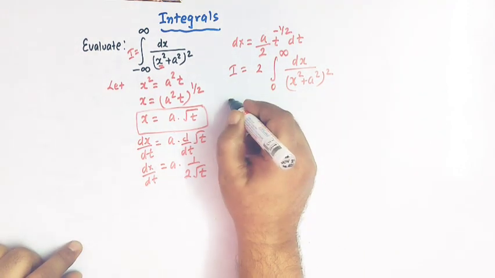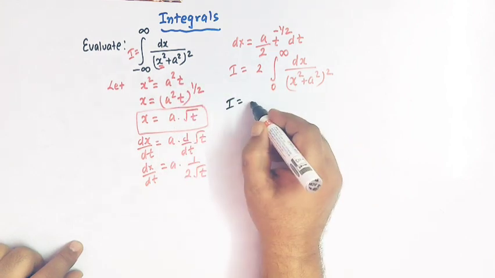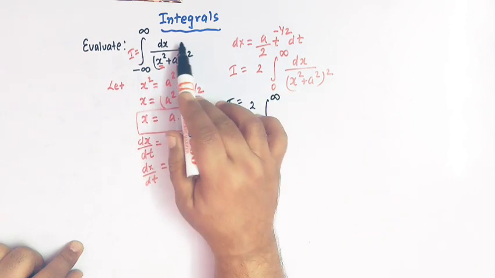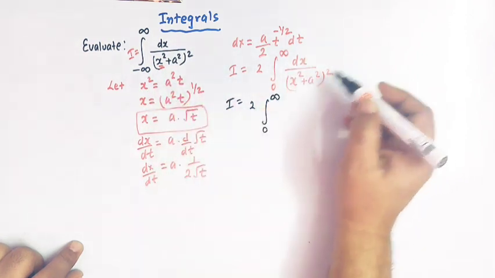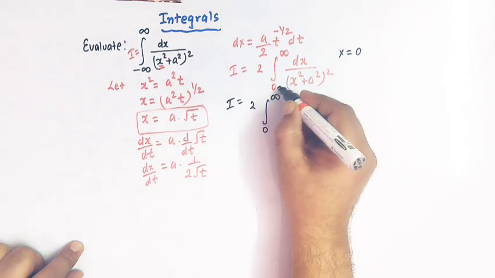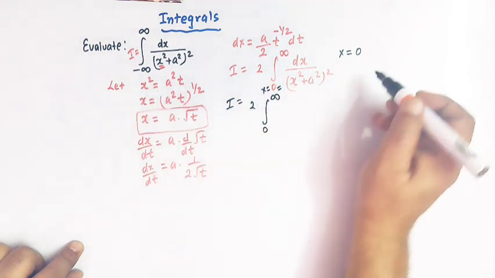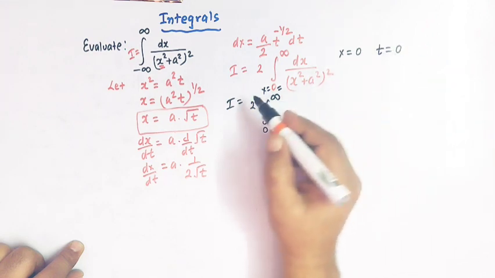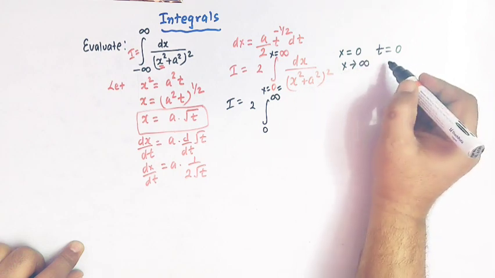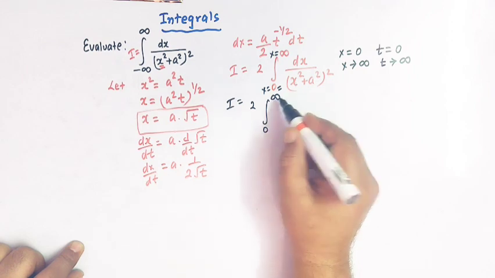So now let us express this integral I in terms of the variable t. So we have 2 here, 0 to infinity. Now see here the limits of integration are from 0 to infinity, because when x is 0, then the value of t can be calculated from this expression, so the value of t is also 0, and when x tends to infinity, then t also tends to infinity. So we have 0 to infinity.